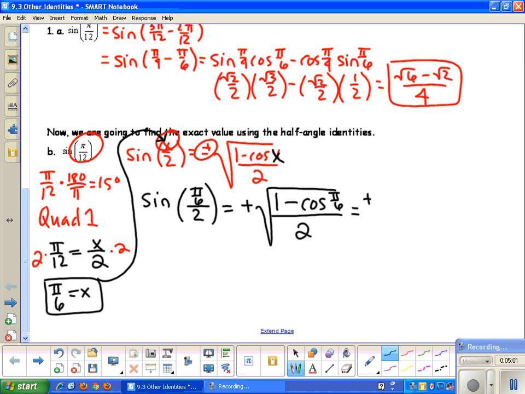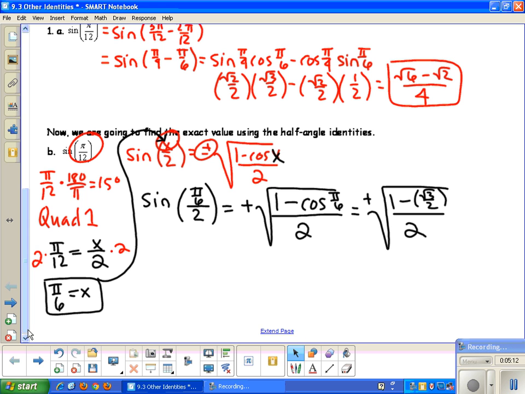So it's again the positive square root of 1 minus the cosine of pi over 6, which is root 3 over 2, divided by 2. Now, in order to finish this, I need to simplify. So in the numerator, I need to get a common denominator between 1 and 2, which is 2. So I'm going to multiply this by 2 over 2.